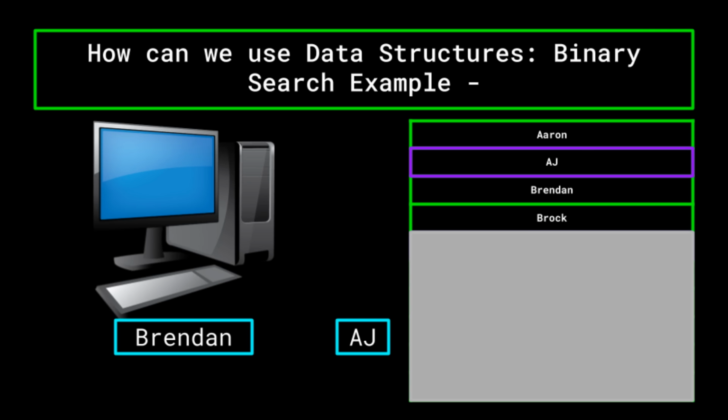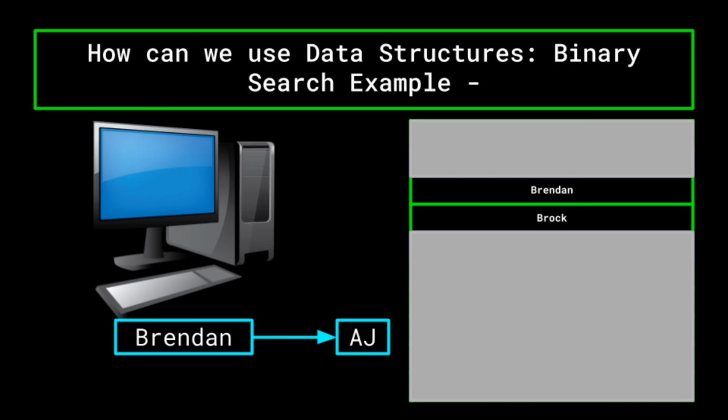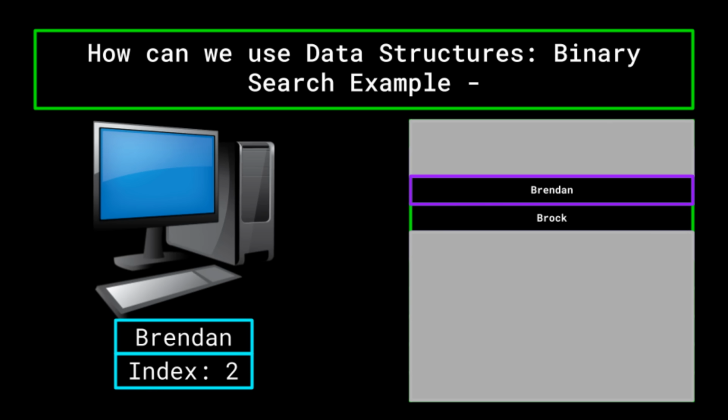Now we know that Brendan comes after AJ alphabetically, so what we can now do is ignore the top half of the list, since we know that if Brendan is in the list, it's not going to be in the top half of our list. Now, we again repeat this process again and again until we find the name we are looking for. So for our example, the middle index this time is Brendan, and that's what we're searching for, so finally we would return the index 2.